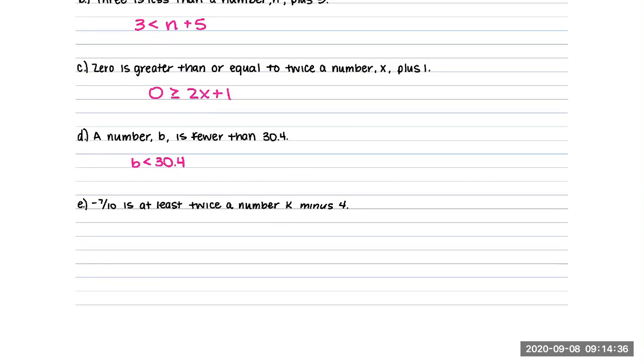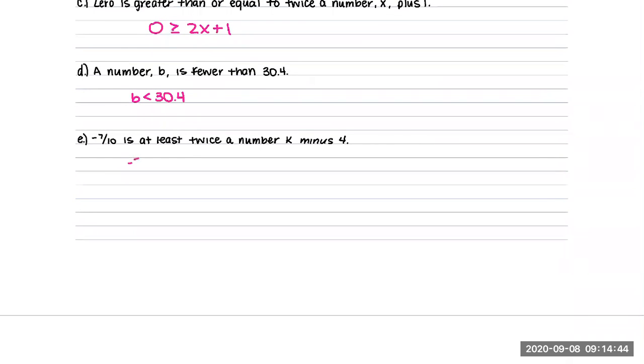For E, we're given -7/10 is at least twice a number k minus 4. So we can start with writing that -7/10 is at least means that -7/10 is greater than or equal to twice a number k minus 4. So it's 2k minus 4.